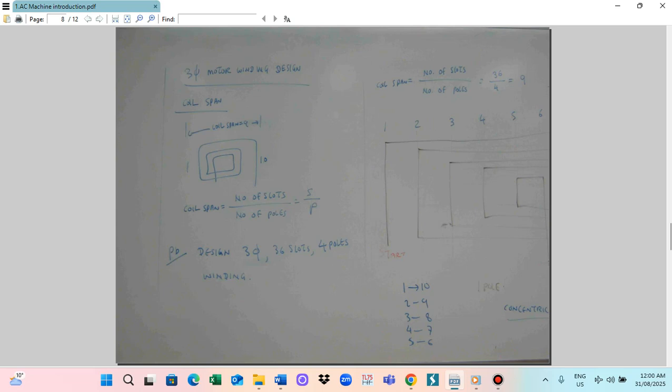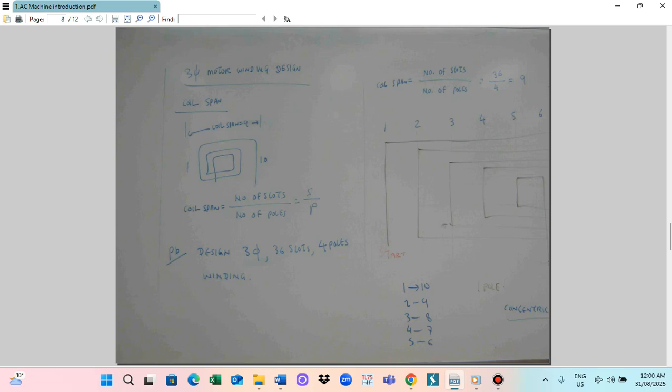So this is for the coil span. We can calculate the coil span: from 1 to 10, the coil span is 9. Normally we calculate the coil span by an equation. Coil span is equal to number of slots divided by number of poles, where number of slots is S and number of poles is P. This way you can calculate the coil span.